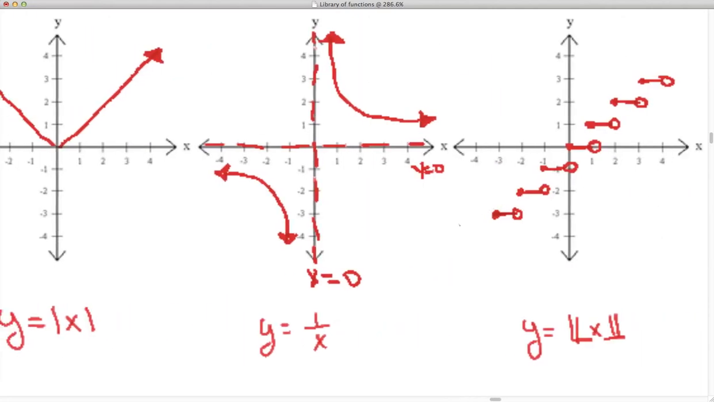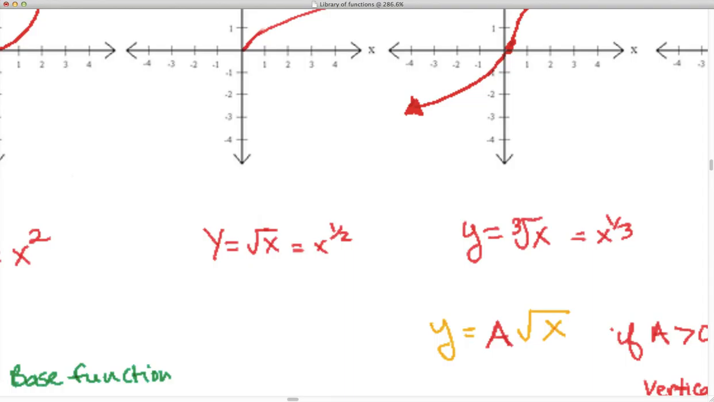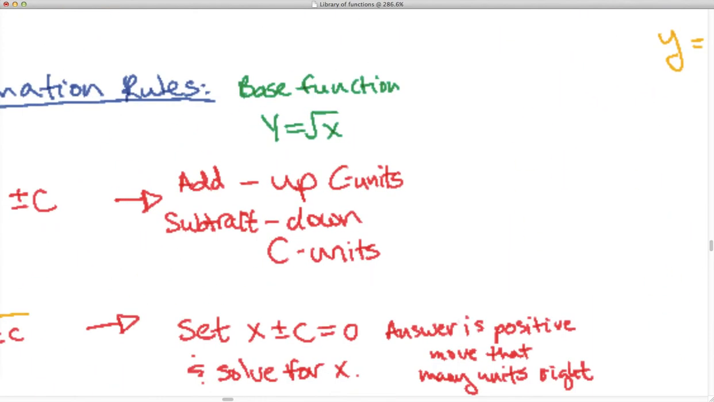Basically the way this works is y is -4 when x is -4, but the moment that x becomes -3, it jumps up from -4 to -3. And it's -3 until x becomes -2, at which point it jumps up to -2, and so forth. Okay? So with these basic functions, there are some transformation rules that can be applied.